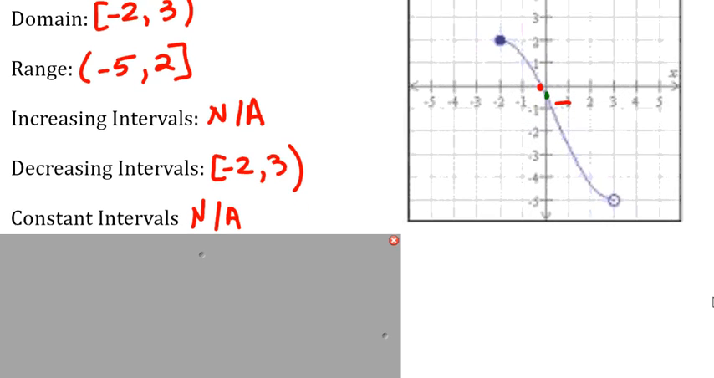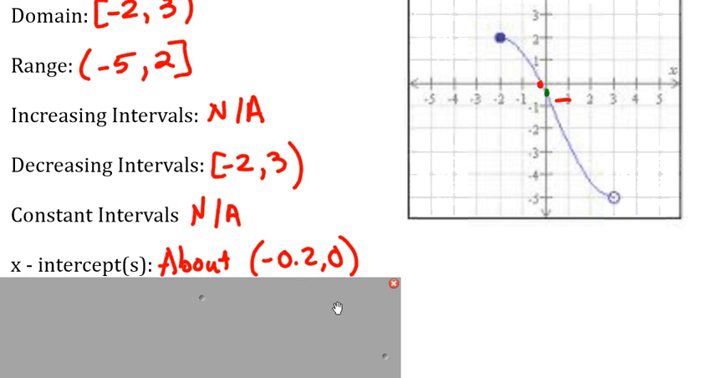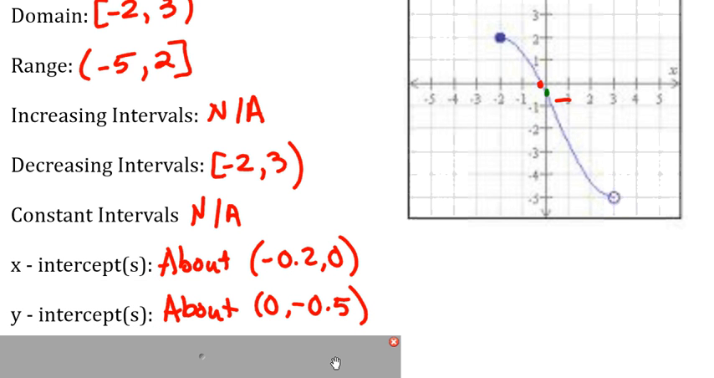So we said the x-intercept happens just past 0, so I said about -0.20. And our y-intercept, again, just past, that kind of looks like it's halfway, so I said about 0, -0.5.